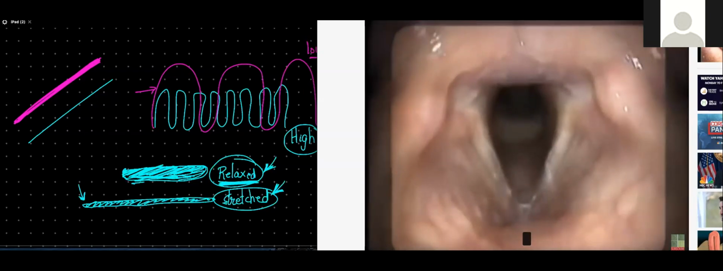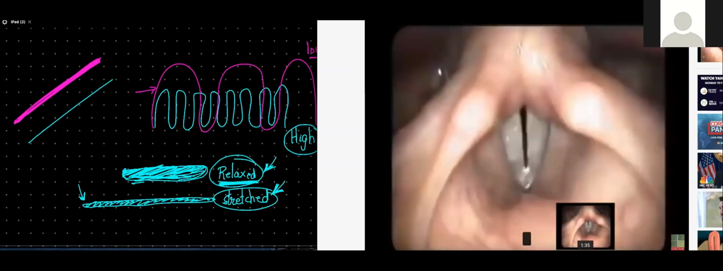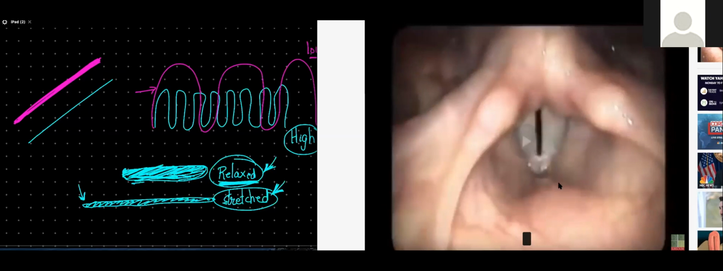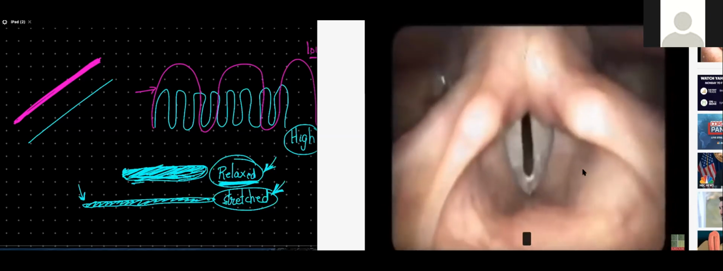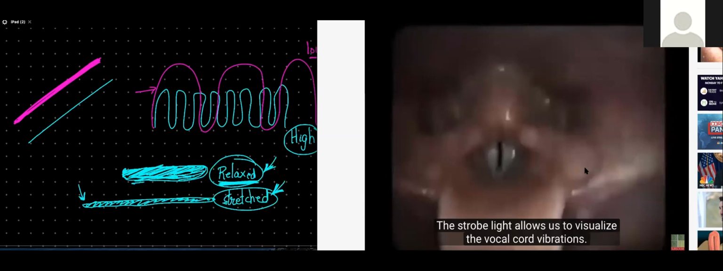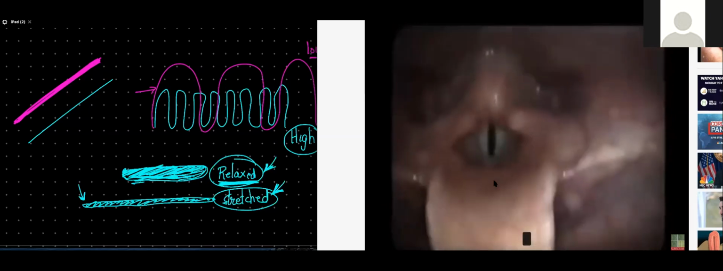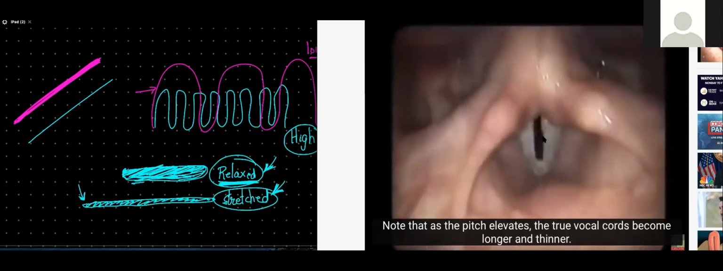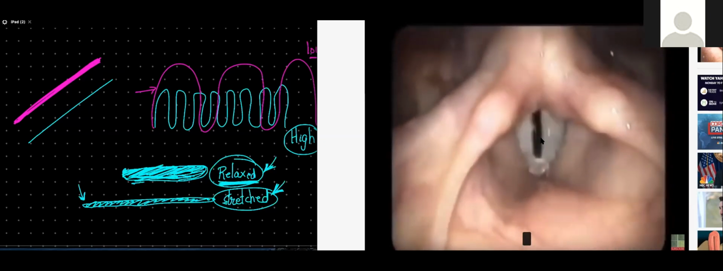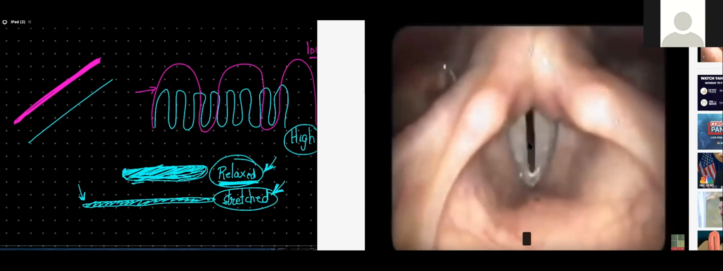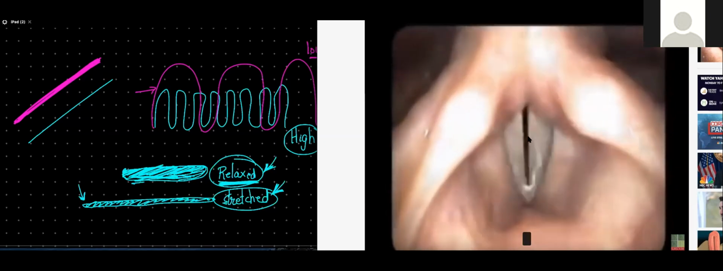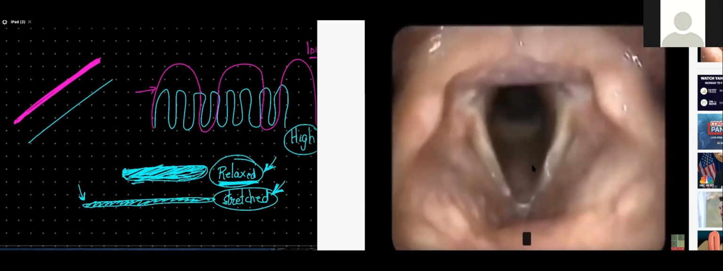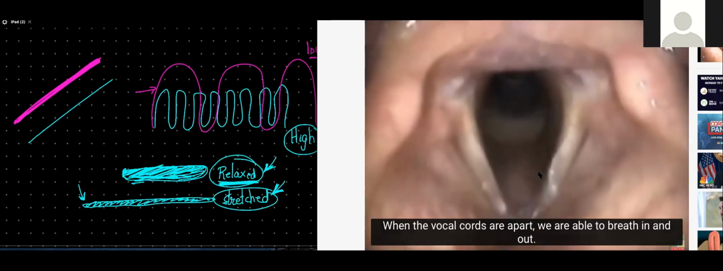Again, one more time. Here, looking at low pitch sound first. We have slow vibration, slow, slow, slow, then a stretch, fast. All right.